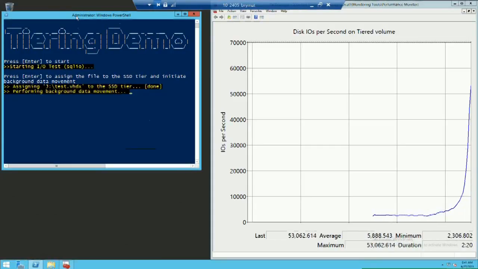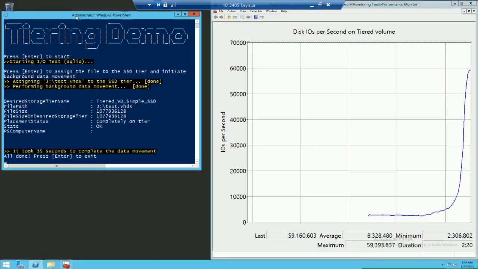As more and more blocks are being moved transparently from the HDD tier to the SSD tier, the performance of my random I/O workload increases. And as you can see, it's now done. Before I even had a chance to finish talking, it's done. All the blocks that were previously on hard disk drives for this file are now on the SSD.